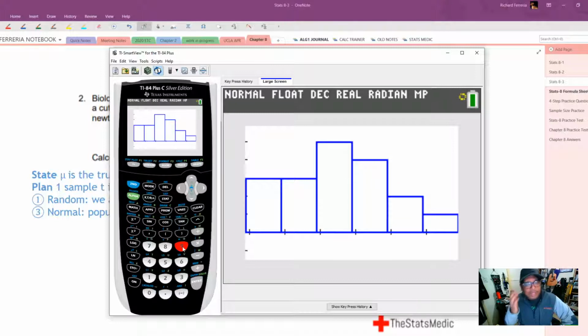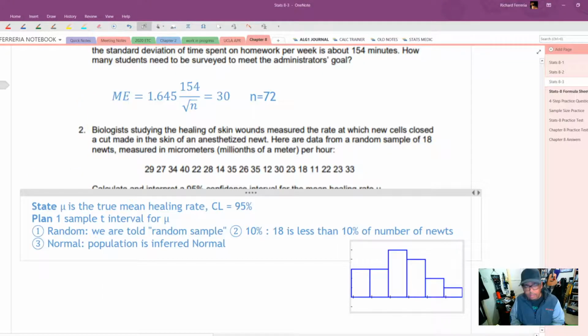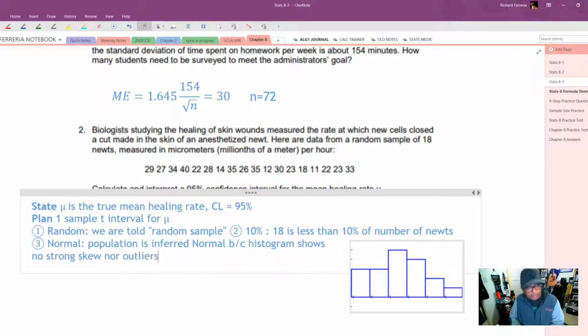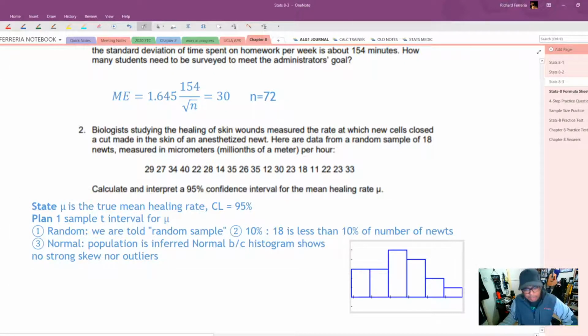histogram. Does that look like it has a strong skew? No. Does that look like it has any outliers? No. Take a sketch of it. And then we'll finish the statement. The population is inferred normal because the histogram shows no strong skew nor outliers.